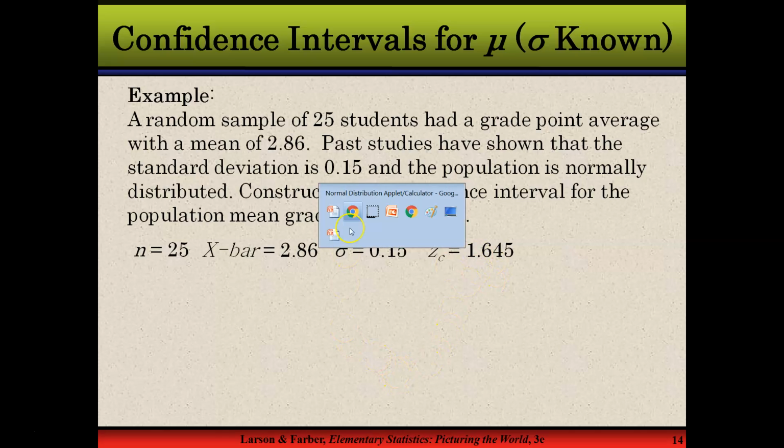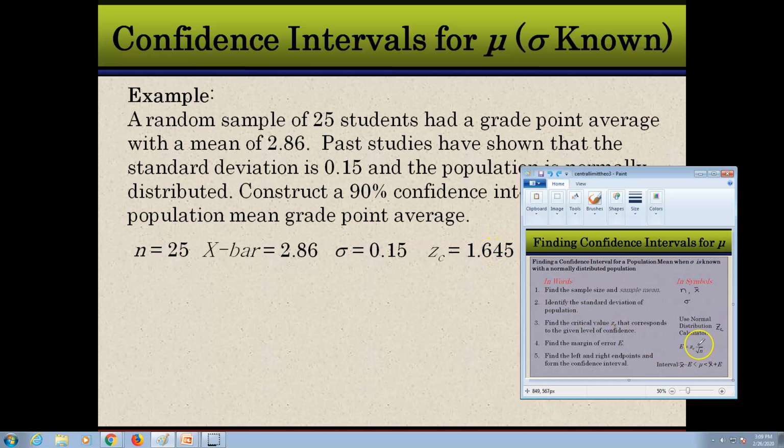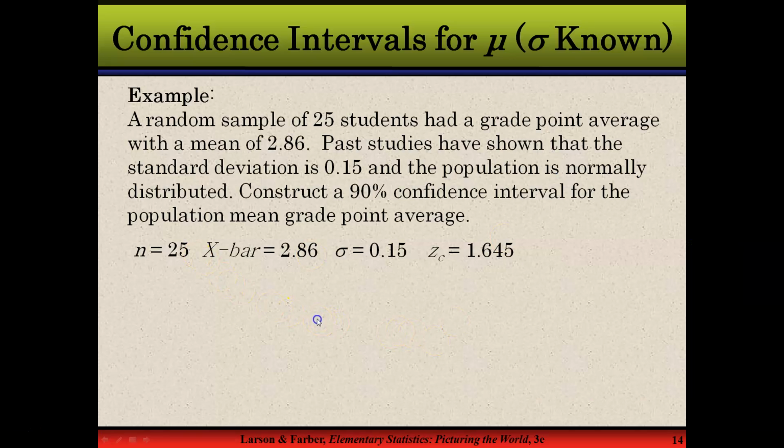All right, let's do step number 4, because I already did the first 3 steps. I'm going to find something called the margin of error, how much more or how much less my guess could be. That's what the margin of error means, and we use the letter E. Here's the formula, and what do we do with formulas? We plug in. I'm going to plug in Z sub C, which is 1.645, sigma, which is 0.15, and n, which is 25. When I work it out in my calculator, I get 0.05. So the margin of error is 0.05.